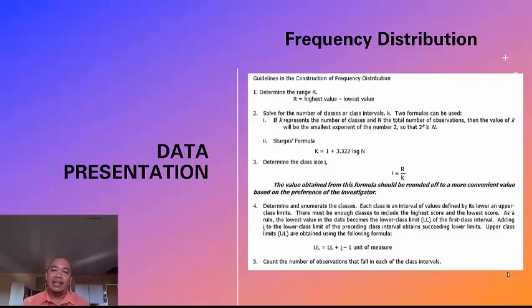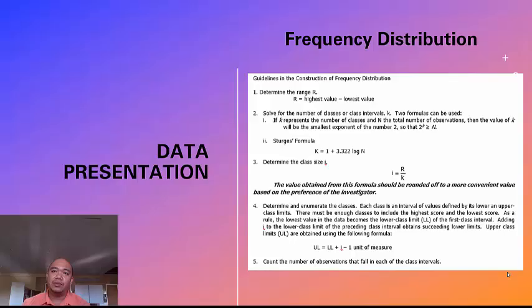And we have guidelines in the construction of frequency distribution. First, determine the range. The range is the difference between the highest and the lowest value. Second, solve the number of classes or class intervals k. The formula can be used: one, 2 raised to k is greater than or equal to n. n is the sample size.